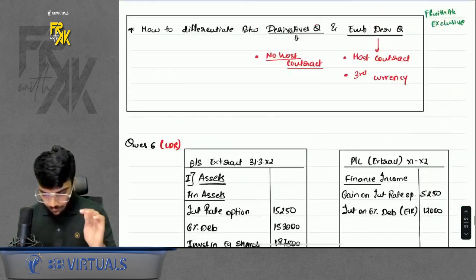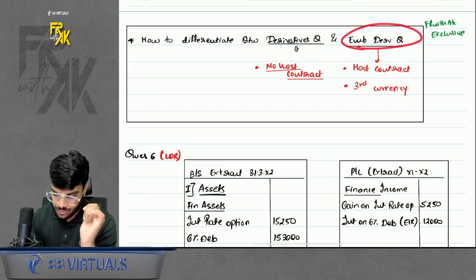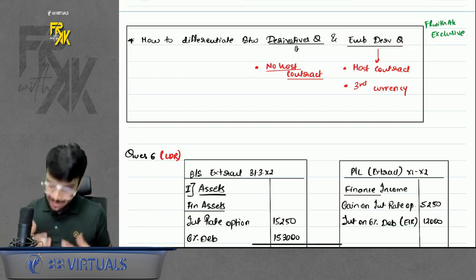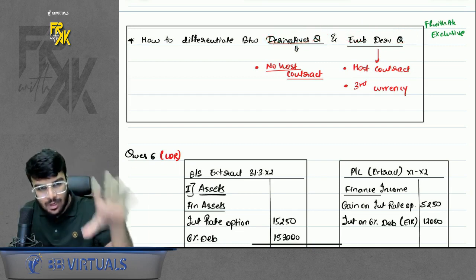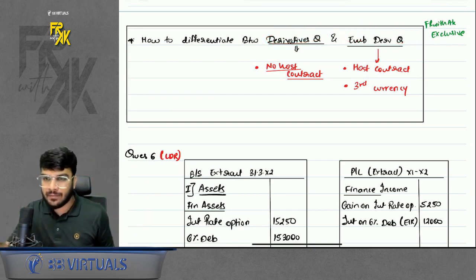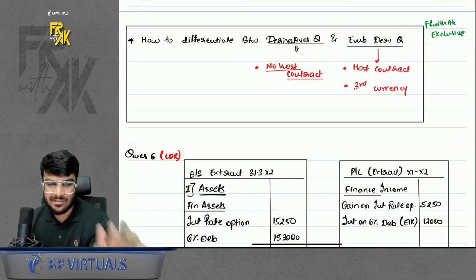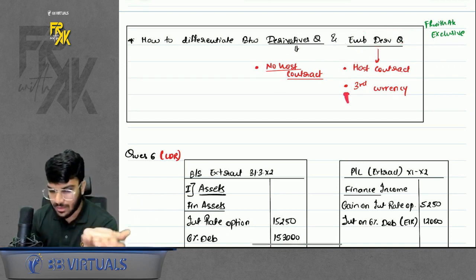Okay. So how to differentiate between a derivative question and an embedded derivative question? This is FR exclusive. You will not find this anywhere, only in AK sir's notes. How will we come to know whether a question is only of derivatives or of embedded derivatives? In a derivative, there is no host contract. There is no buying solar panels. There is no selling equipment. There is directly a purchase or sale of currency. In embedded derivatives, there is a host contract and also a third currency involved.